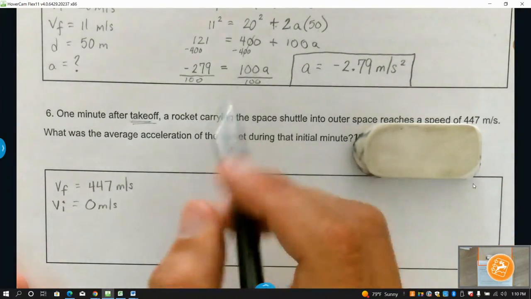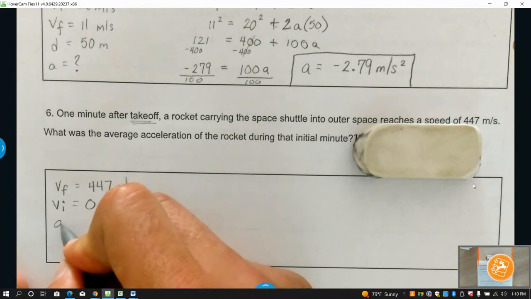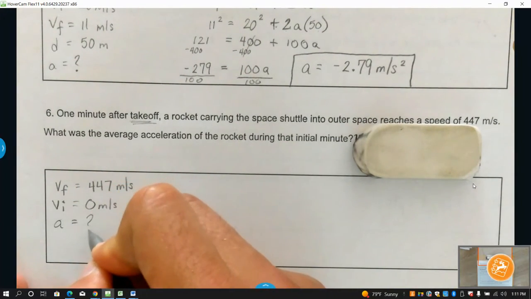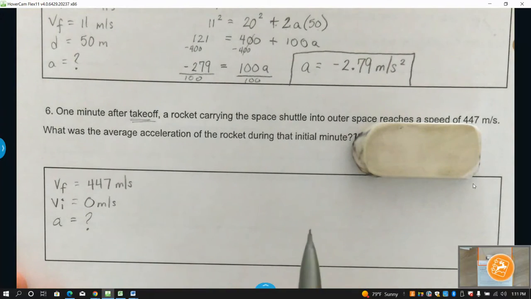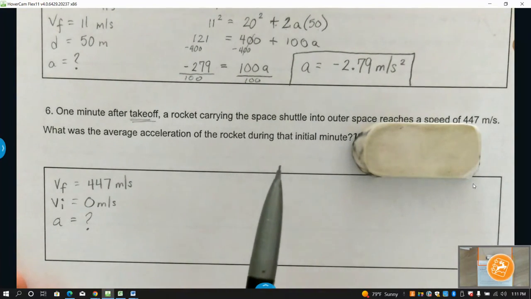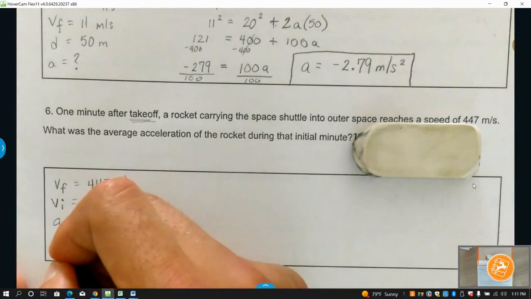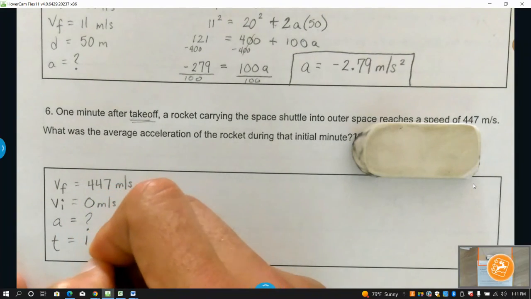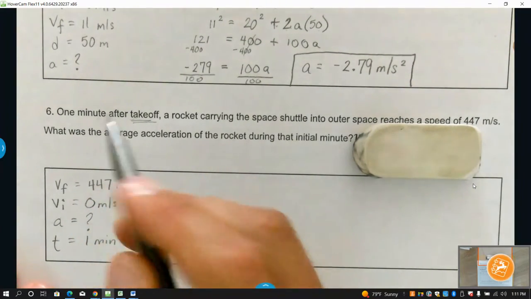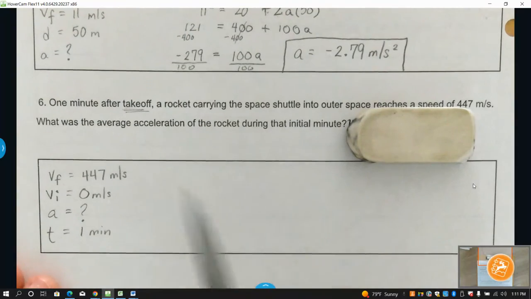Okay, what else do they give us? I don't have a distance in here. What do they want? They want an acceleration. Well, what else? I need something else. Do they give me a time? They do. What is the time? Yeah. So they tell us it's 1 minute.